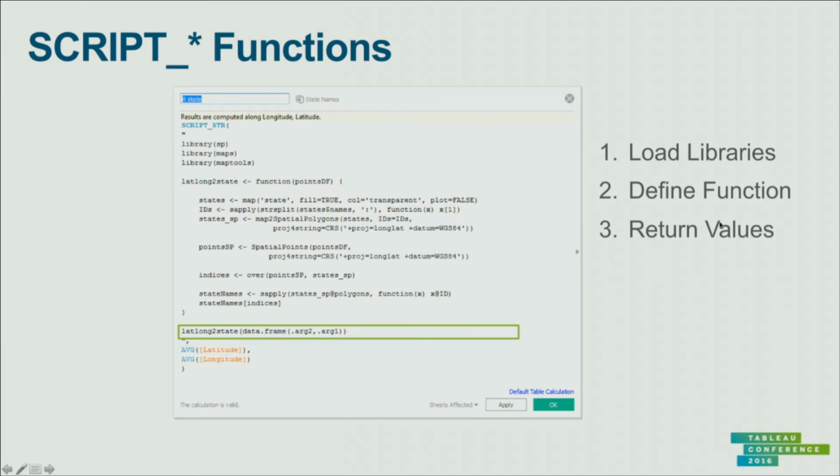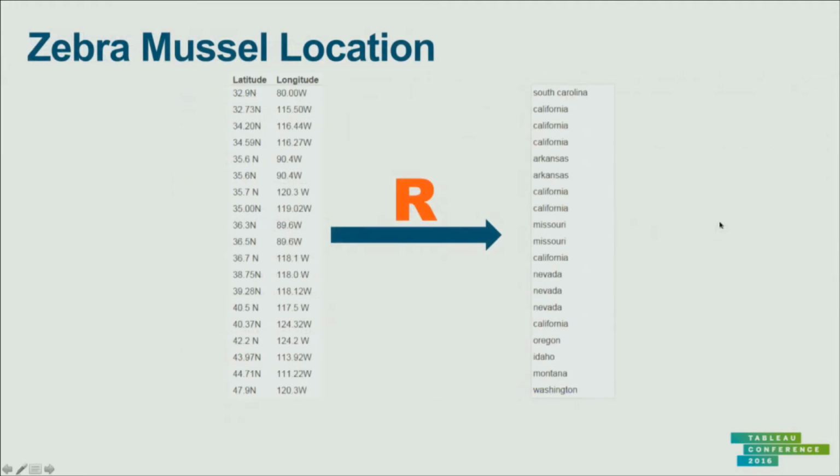And then finally, you've defined that function. So why don't we apply it to latitude and longitude from Tableau? And just like that, we've got our calculated field, take our latitude and longitude, do magic to it, and get the state back out. I promise that actually was what's happening in my workbook.